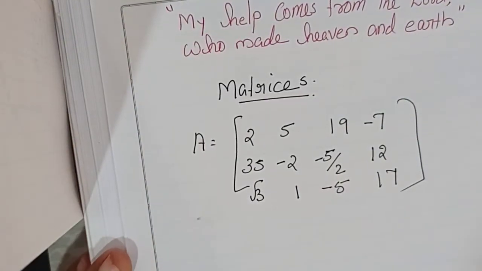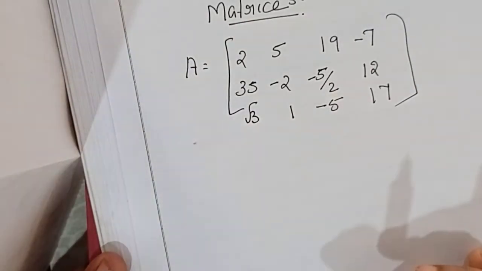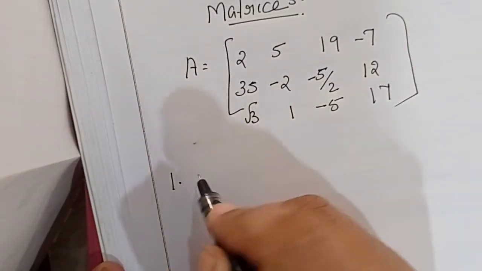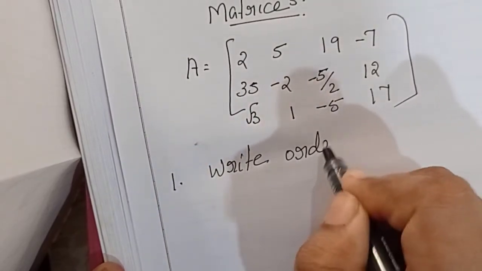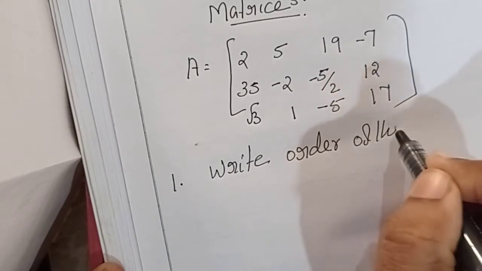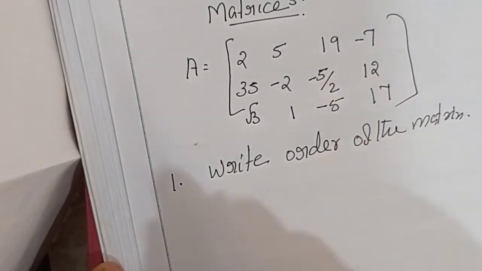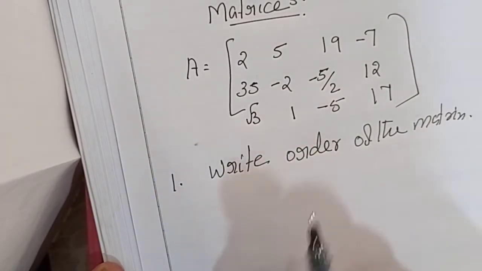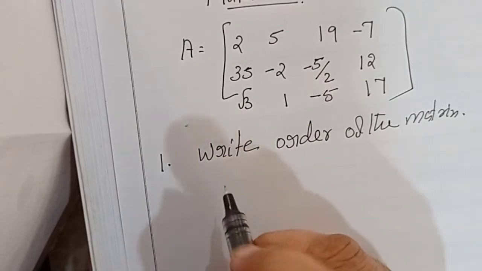Write the question. The question is, first one, write the order of the matrix. Order of the matrix. Then one by one I will explain. Can you say what is the order of the matrix?